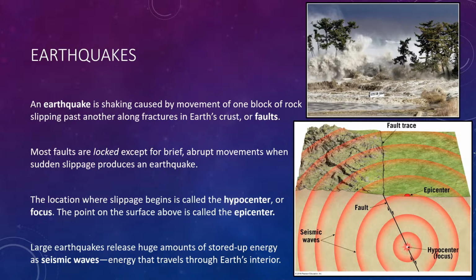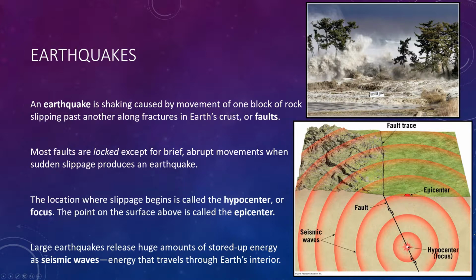Earthquakes tend to occur along pre-existing faults, where internal stresses have caused the crustal rocks to rupture or break into two or more units. The location where slippage begins is called the hypocenter, or focus. The point on the Earth's surface directly above this hypocenter, or focus, is what we call the epicenter. So the earthquake occurs at the focus, and that location on the surface above that is known as the epicenter.